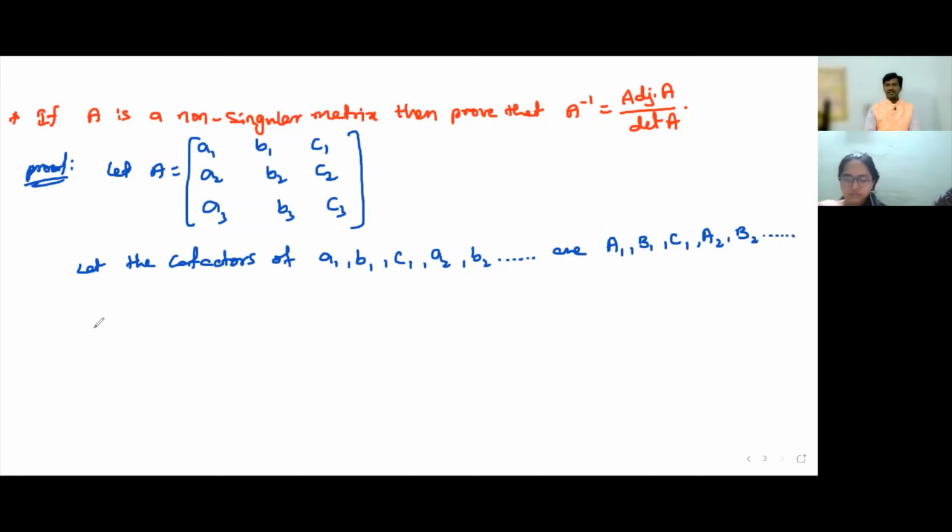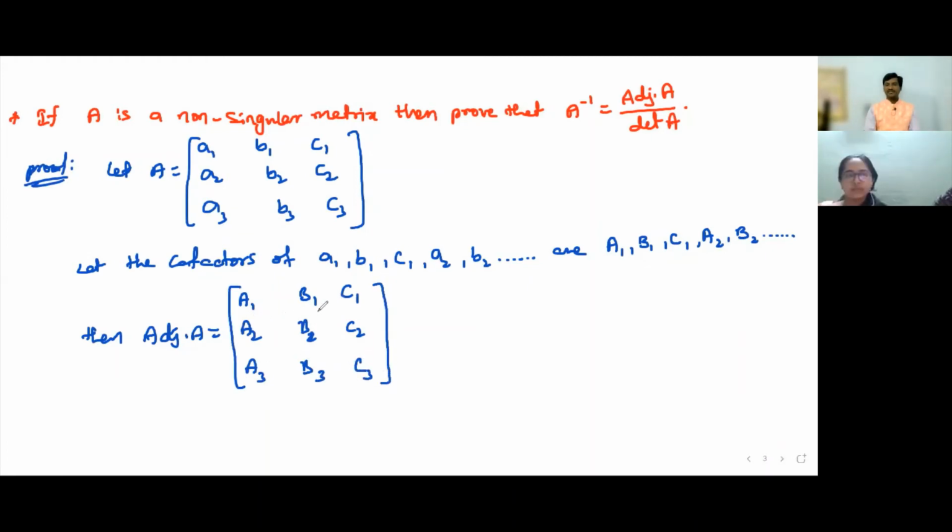Therefore, what is adjoint A? Adjoint A is equals to the same, but we have changed the letters, that's it: A1, B1, C1; A2, B2, C2; A3, B3, C3, and the transpose of this.